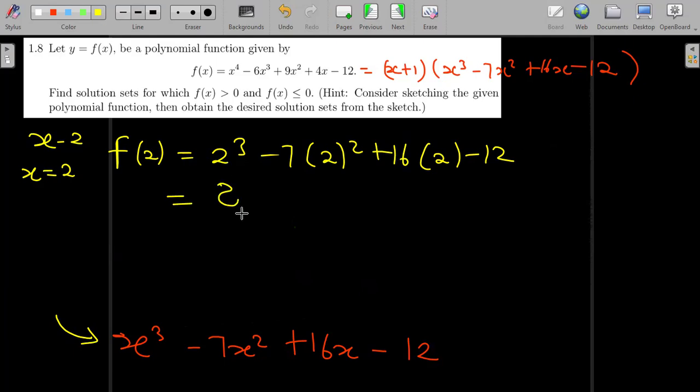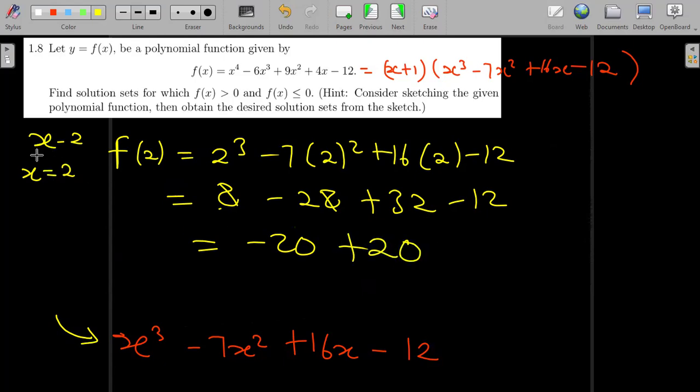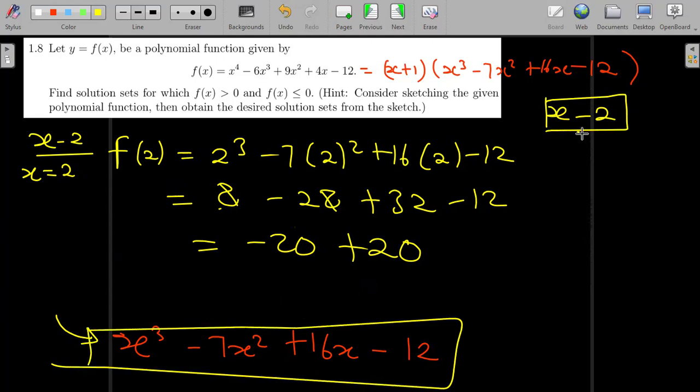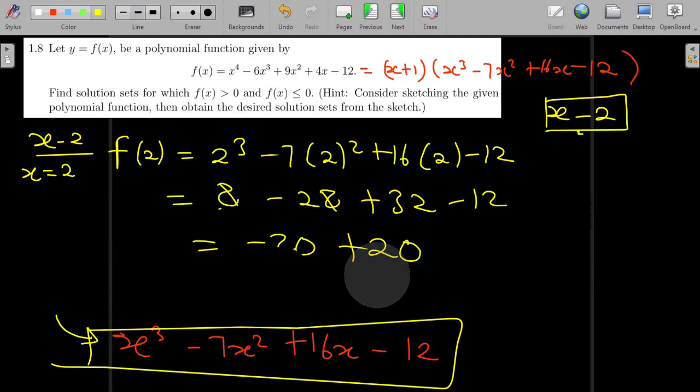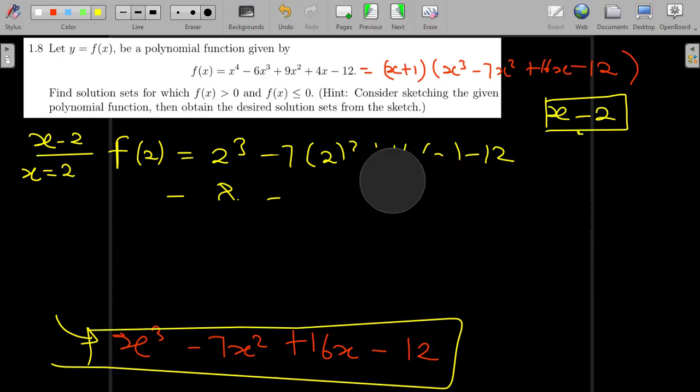So this will be 8. Okay, 2 to the power 3 is 8. Here to be minus 7 multiplied by 4, which will just be minus 28, plus 32 and then minus 12. Okay, so this one here is going to give me minus 20. 32 minus 12 is going to give me plus 20. Okay, so it means this guy is a factor there. So x minus 2 is a factor. So let's divide this using synthetic division using this factor, because this minus 20 plus 20 will give us a 0 here. Okay, so it's a factor.